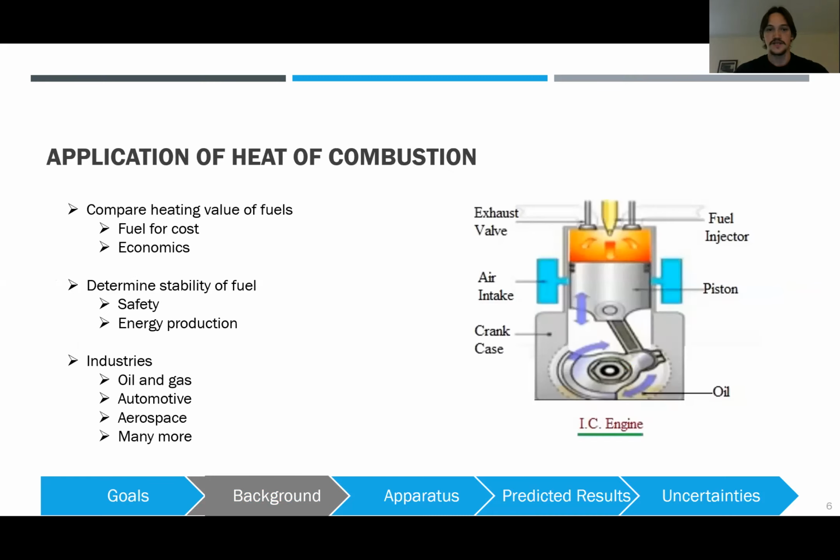Okay, and some applications of this theory: it's used to compare heating values of fuels. This can be useful for fuel costs, economics specifically. It is also used to determine the stability of the fuel, so safety and energy production as well. Some industries that use it are oil and gas, automotive, aerospace, and many more. My personal favorite is automotive, the little IC engine over here, the internal combustion engine, which uses heat of combustion and different fuel types. Their heat of combustion is very important in the automotive industry.